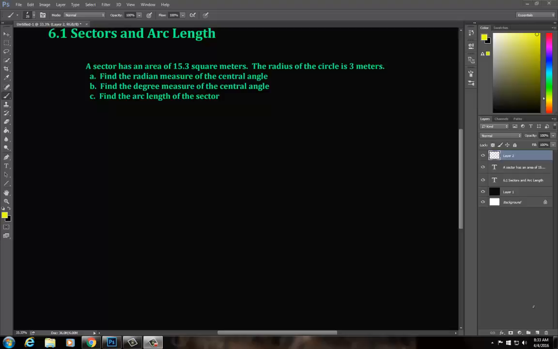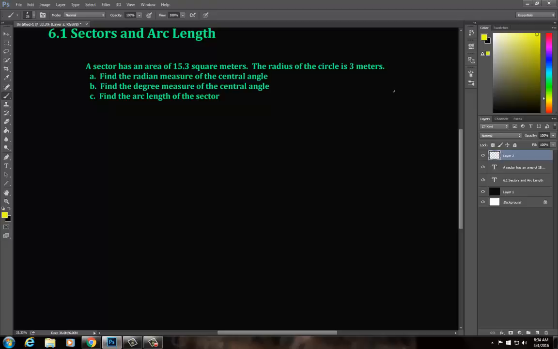Hi there. We're going to do a video on sectors and arc length, and I have this all set up, and there's a big old word problem here, and it's a three-parter, and it says a sector has an area of 15.3 square meters, and the radius of the circle is 3 meters. So when you do this, we should first probably figure out what this is actually talking about.